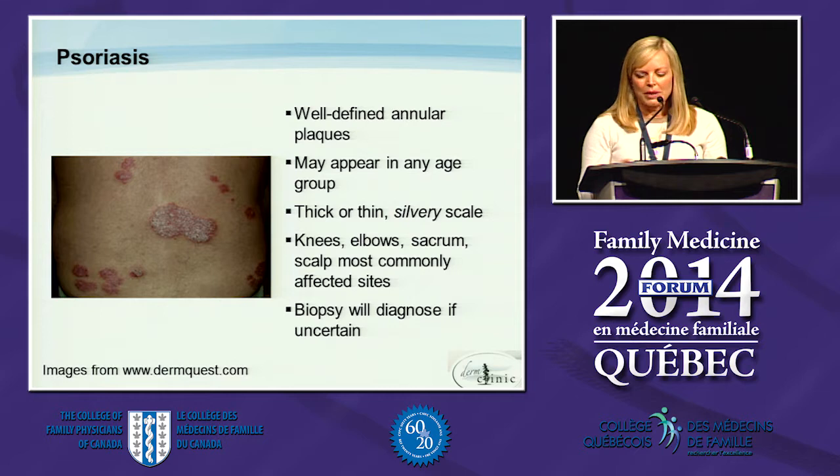We also want to, when we see one or two of these lesions, let's say on the torso, the patient pulls up their shirt, we want to start looking for the hot spots. So we want to look at their elbows, look at their knees, look at their sacrum. So there are certain specific locations that we see psoriasis in more commonly, and that can really help us come to our diagnosis. If we're not sure, a biopsy will certainly distinguish between psoriasis and tinea or dermatitis.